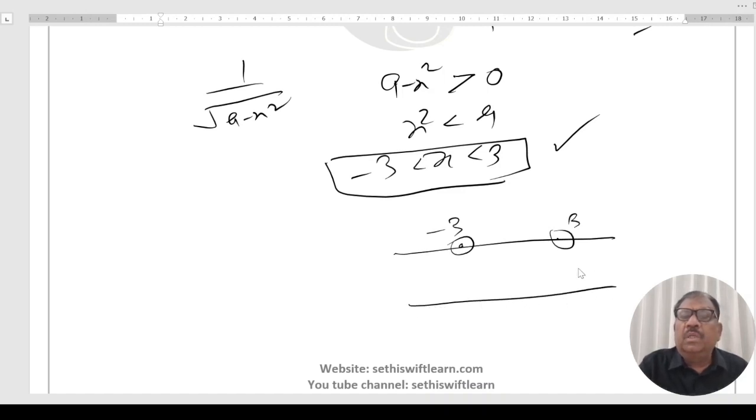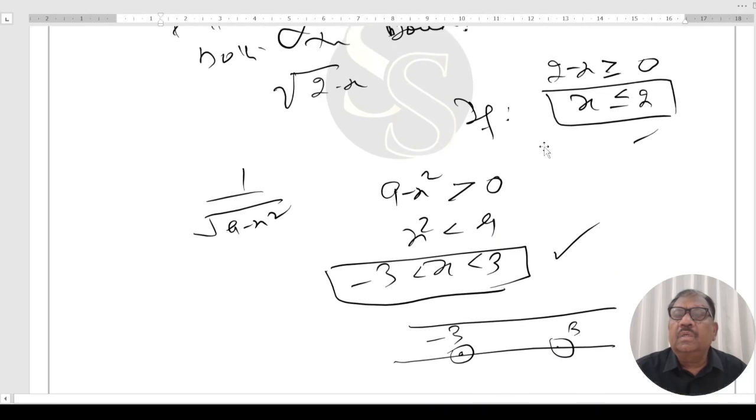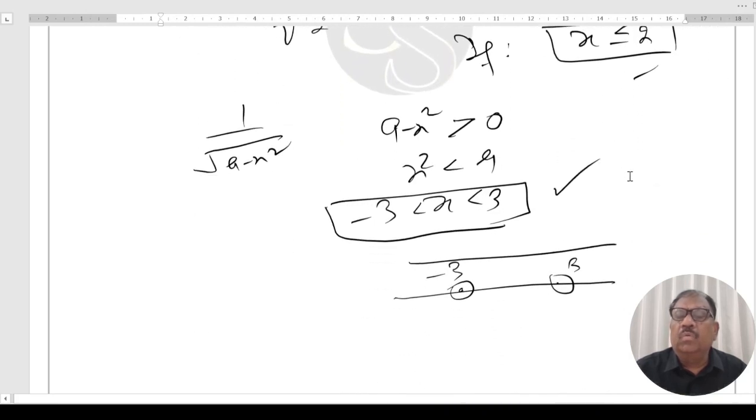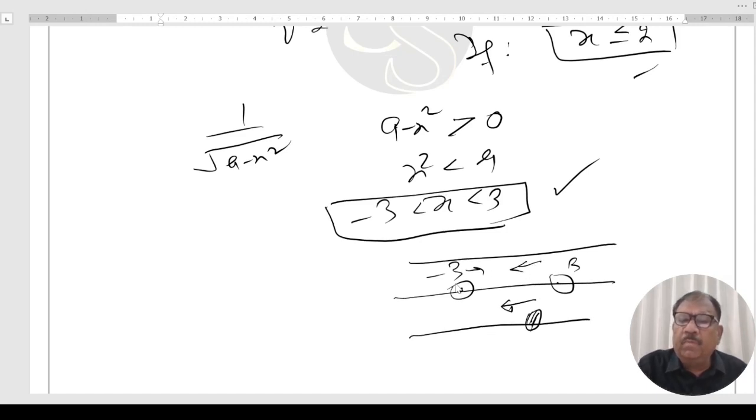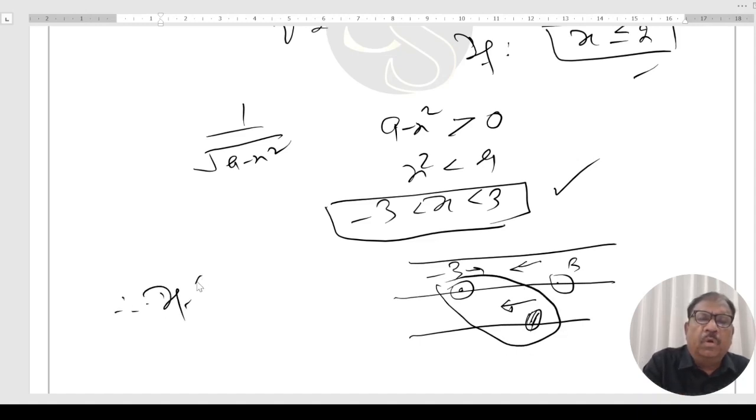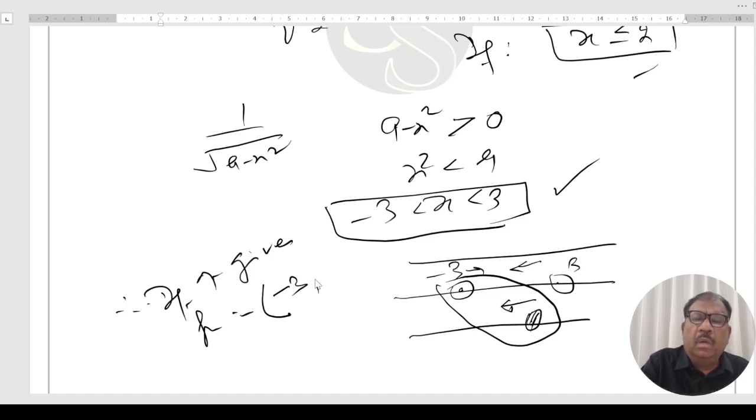In the first case, it is x less than or equal to 2. This is 2, the closed interval. So the conclusion will be this one. Therefore, the domain of the given function will be minus 3 with open interval and 2 with closed interval. This is the answer.